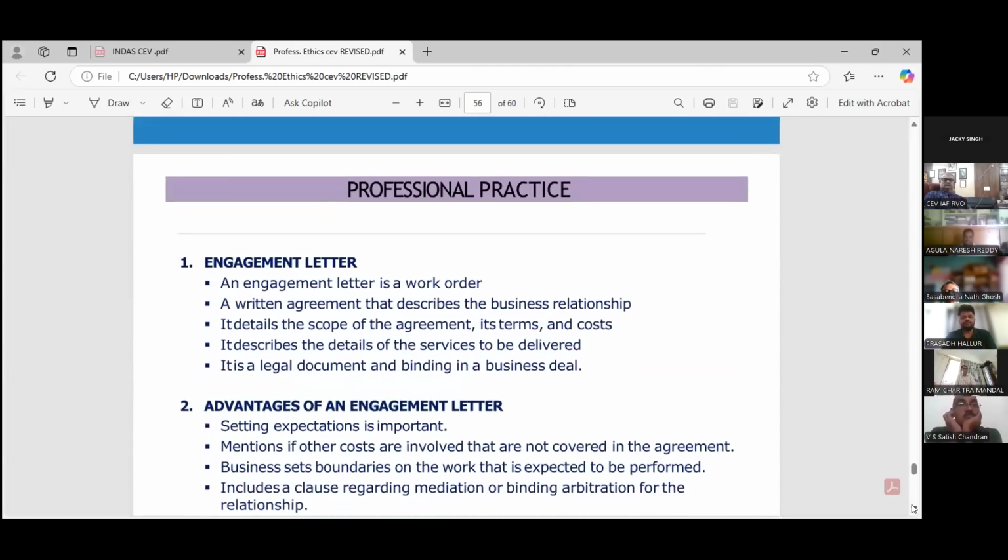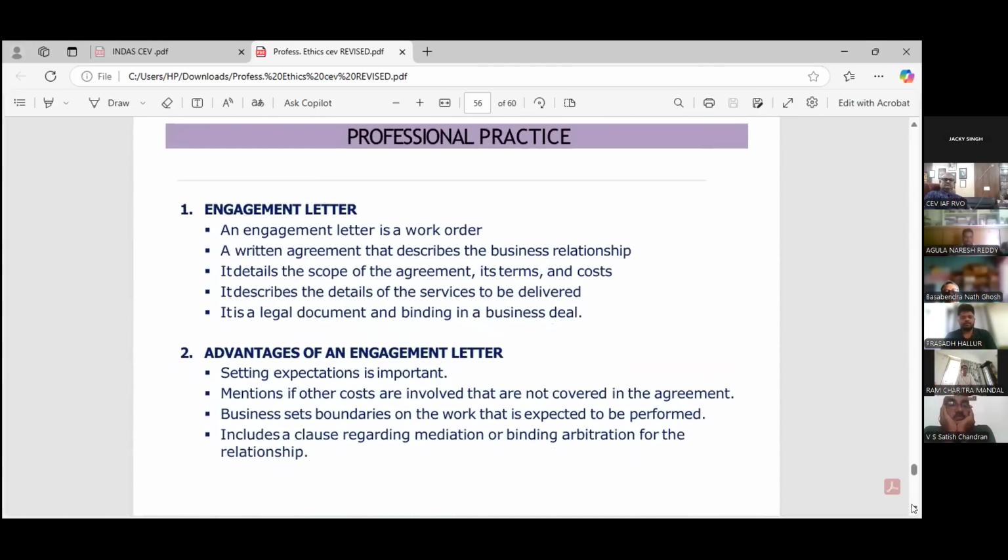Then professional practice, engagement letter. You will be required to have an engagement letter. An engagement letter is a work order, a written agreement that describes the business relationship. It details the scope of the agreement, terms and cost. It describes the detail of the service to be delivered. It is a legal document and binding in the business deal.